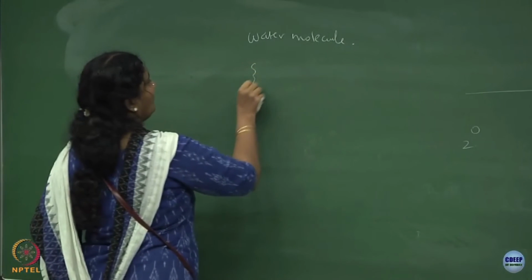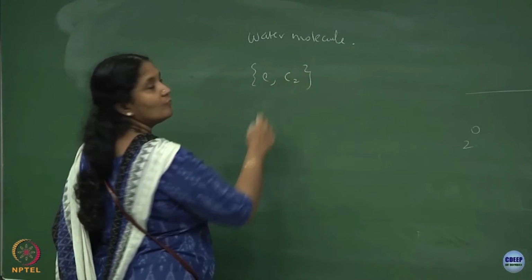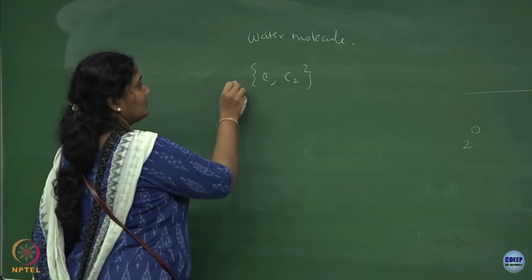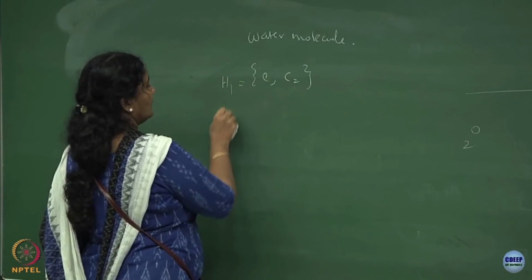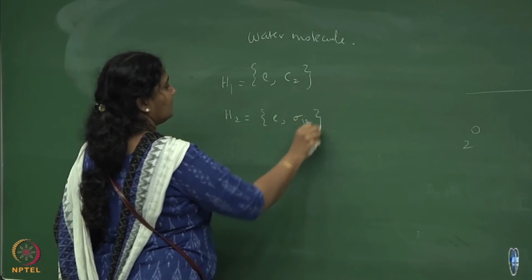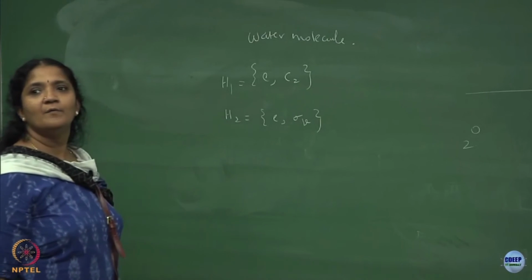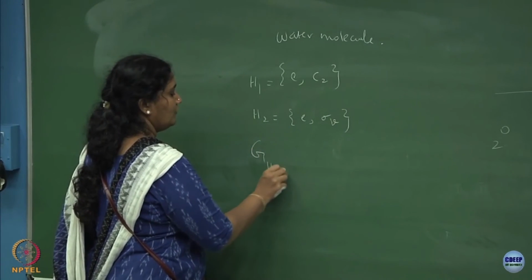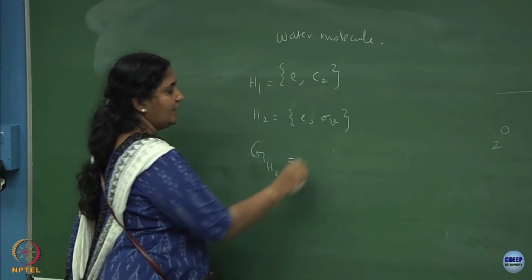So, you can have E and C2, okay, that is one subgroup. You can have another subgroup which is E and sigma V, and your group for the water molecule will be a direct product group.